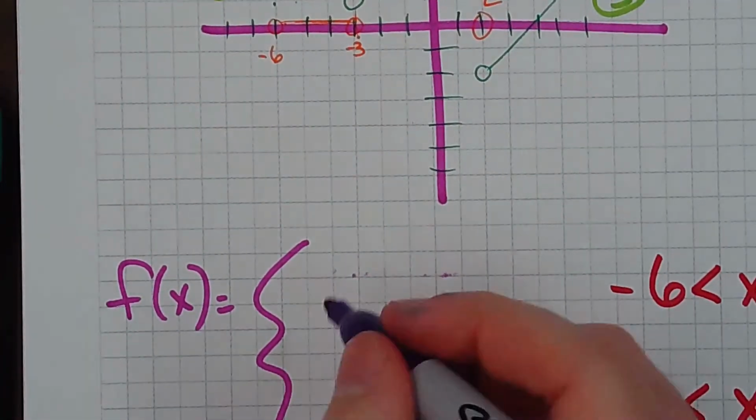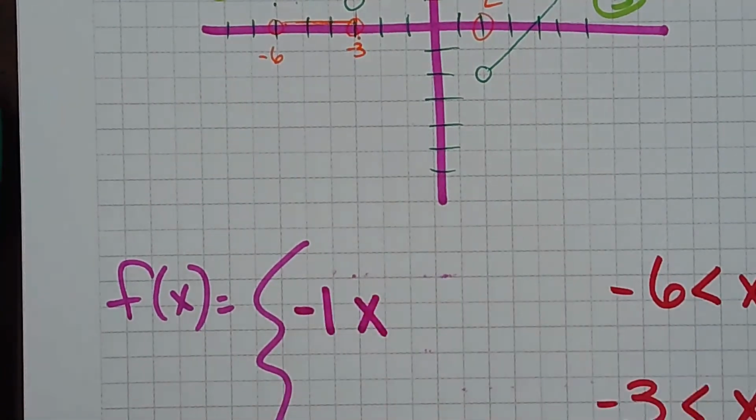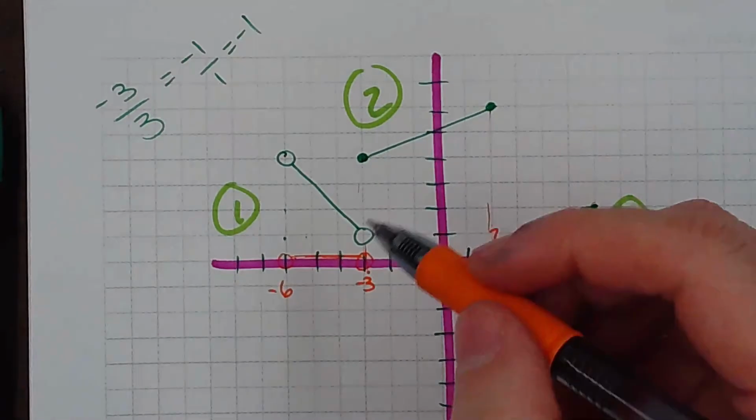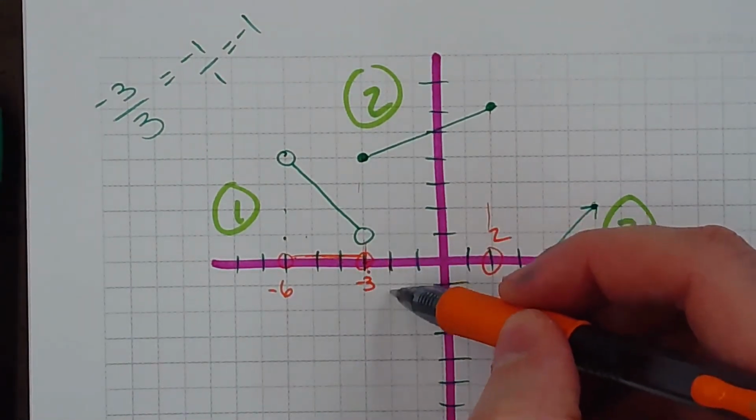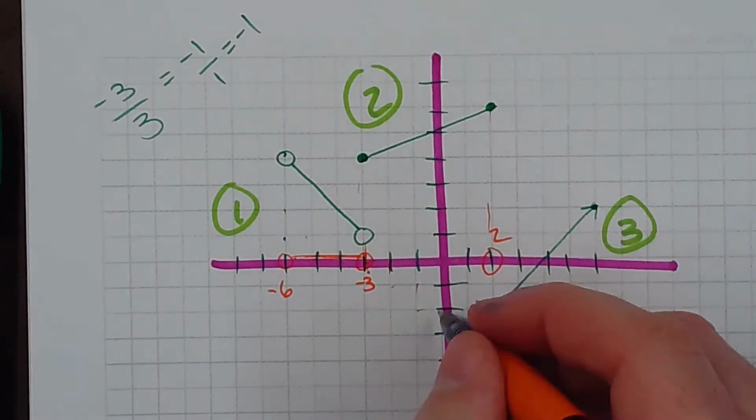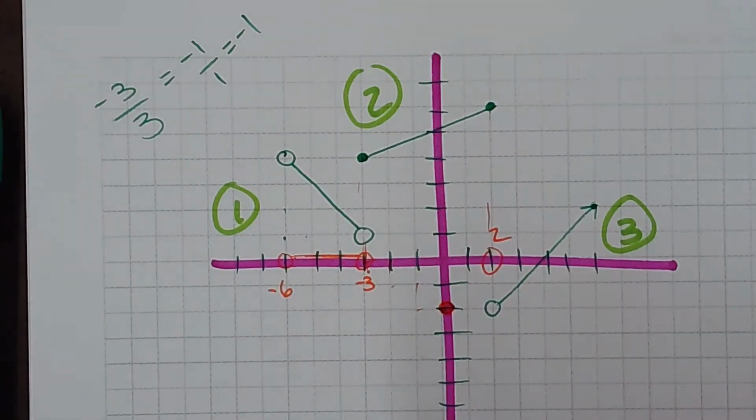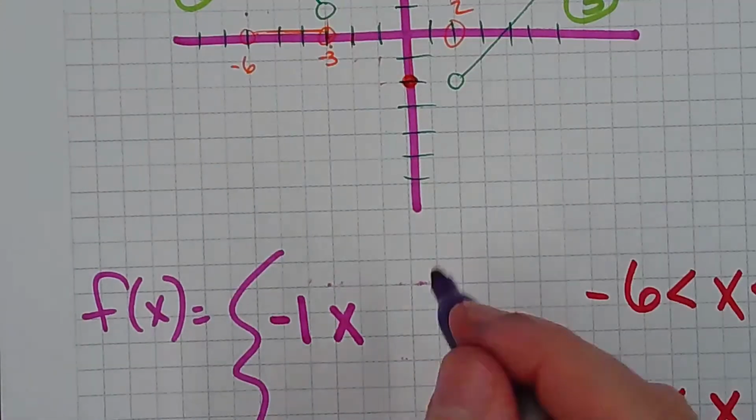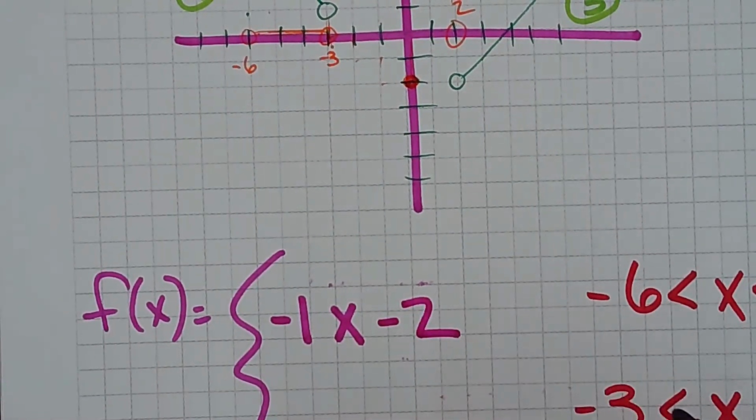So I'm going to write that. -1 x. And then the y-intercept, I have to continue using the slope, down 1 over 1, down 1 over 1, down 1 over 1, until I see where it would hit the y-axis. And it would hit it at -2. So the equation of this line is -x minus 2.